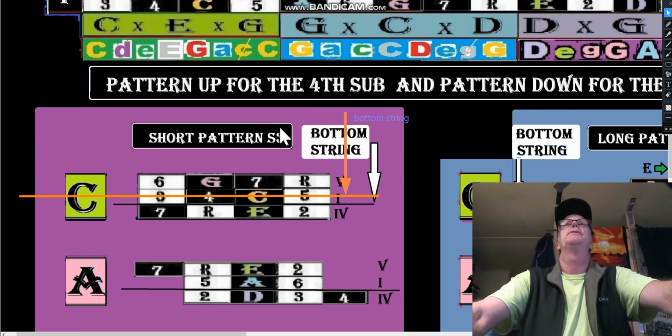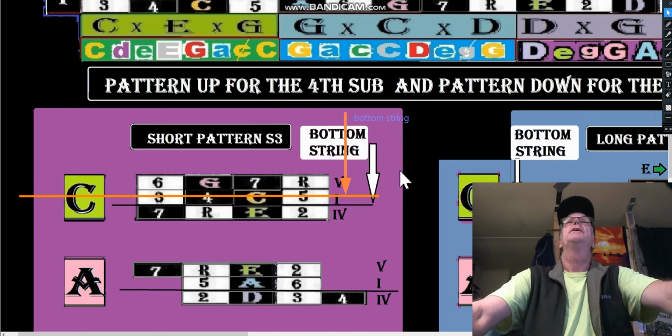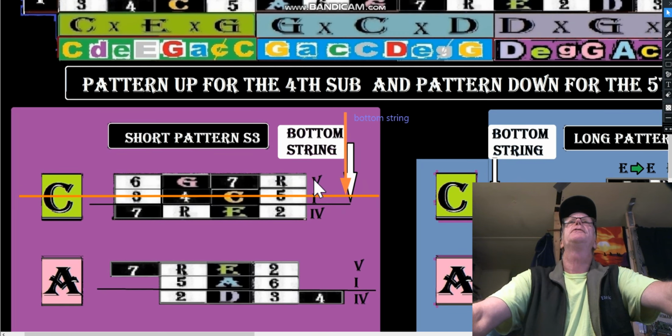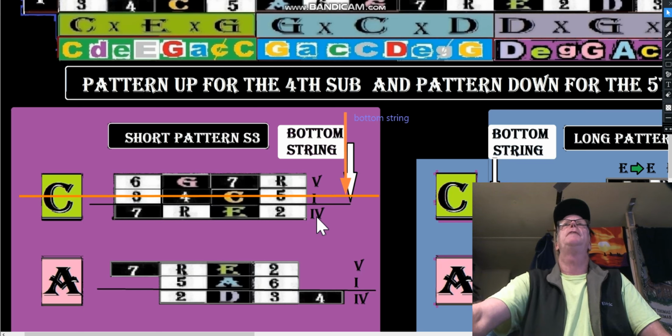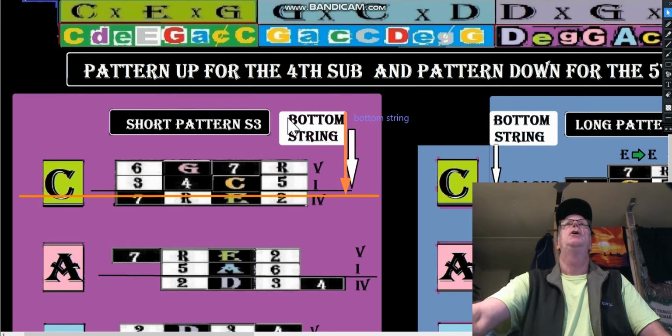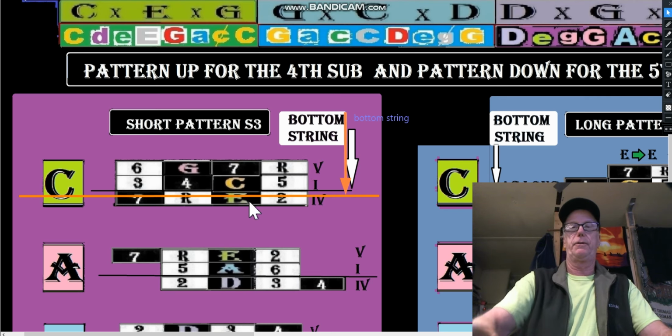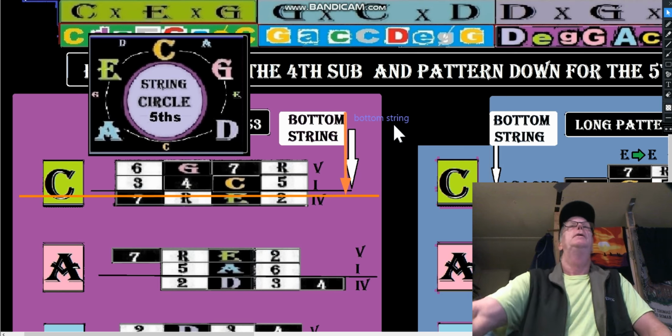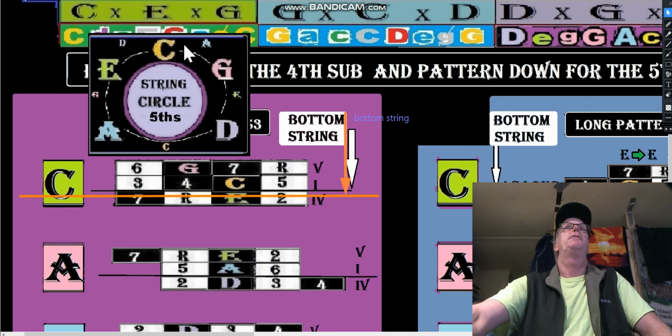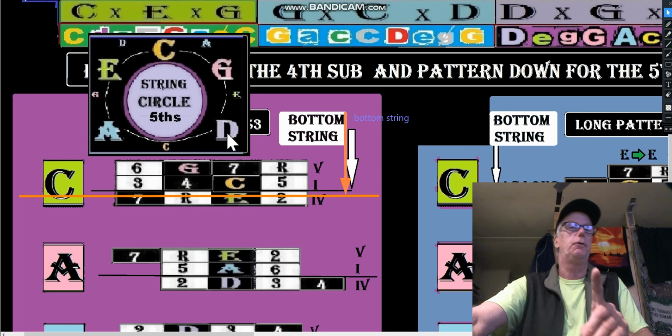Now let's talk about this. What we're looking for, why do we want to go to the fourth and the fifth? So you can hardly see it here, but this says 5, this says 4 here. I hope you can see that. So it's 1, 5, 4. So when we push the pattern up, we're going to the string-shaped fourth. Okay, so here's the circle of string-shaped fifths. Going clockwise, we go in string-shaped fifths. Going counterclockwise, we go in string-shaped fourths.